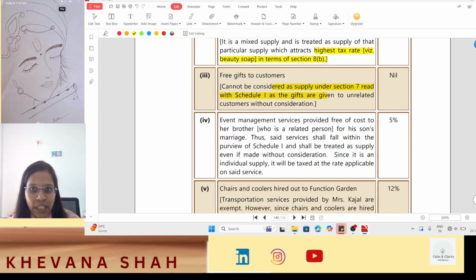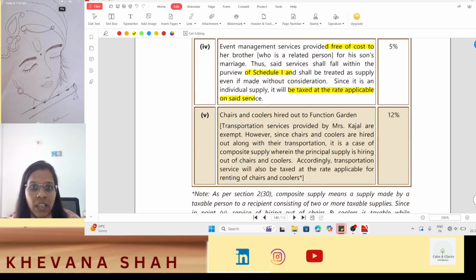Then you have event management services. It is given free of cost to brother. So since it is given to related person, it will be covered by schedule 1 as deemed supply. Okay, and so here it will be taxable at the rate of the said service, that is 5%. Then for chairs and coolers which are hired out, since transportation services are exempt, but since it is a case of composite supply, so the entire amount, including the charges of GTA, will be taxable at 12%.